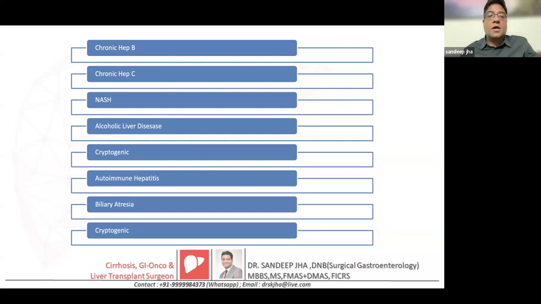Other known causes are alcoholic liver disease. Around 10% of patients don't have any etiology, so they are categorized as cryptogenic. Then autoimmune hepatitis. In children, the most common cause is biliary atresia.